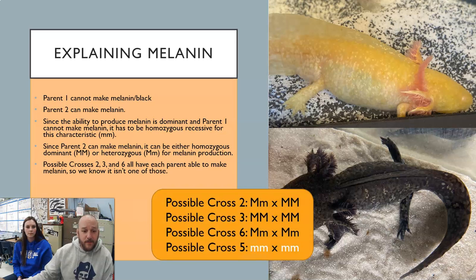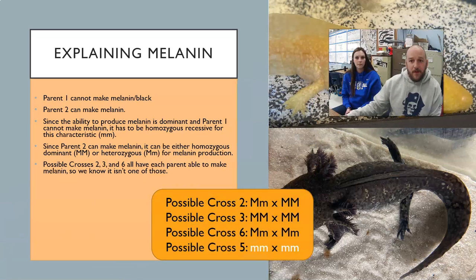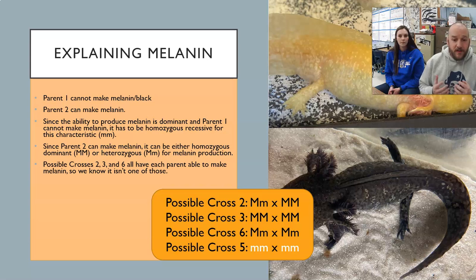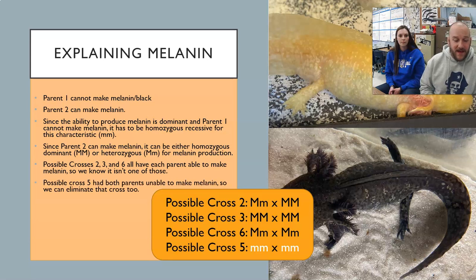So the possible crosses that work for this end up being a few of them, right? But we can start by, like we did in our worksheet, eliminating the ones that we know it wasn't. Possible crosses 2, 3, and 6 all had both parents showing the dominant characteristic, in this case being able to make melanin. Since that's not the case, we know none of those make sense. Possible cross 5 also doesn't make sense because in that case, neither parent makes melanin, and we know one of our parents did and the other one didn't.